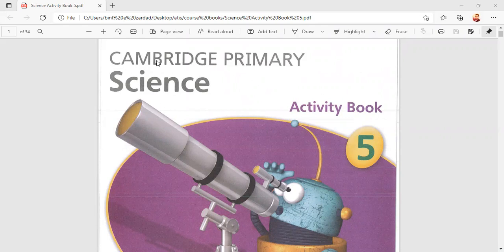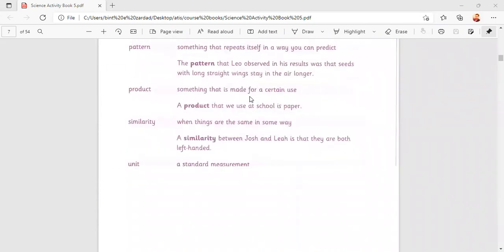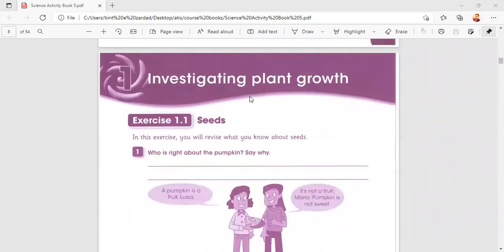This is the summary video for all Unit 1 and Unit 2 of the Grade 5 activity book. This is the Cambridge Primary Science for Grade 5 activity book, or you can say workbook. In my last video, I told you about Learner's Book Unit 1 and Unit 2. So let's start. Unit 1, Investigating Plant Growth. Exercise 1.1, Seeds.